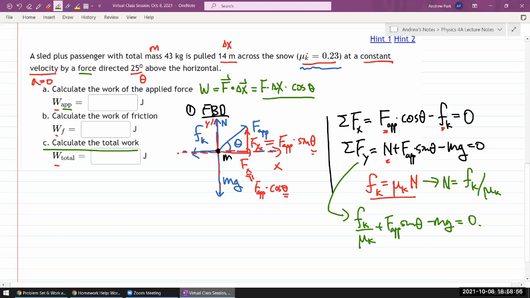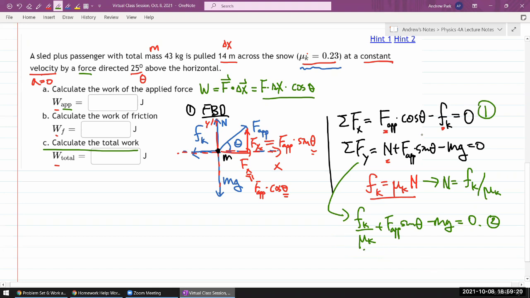Normally, we eliminate friction force, but in this question, we actually want to know the amount of friction force. So let's keep it in. I have a system of two equations, 1 and 2, involving two unknowns, and I should solve for both of them. Let me solve for friction.